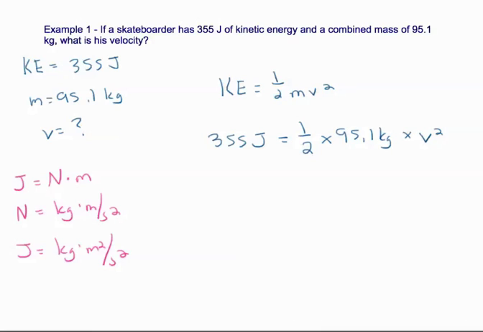So when we do 355 divided by 1/2 times 95.1, we get that V squared is equal to 7.466 meters squared per second squared. Hopefully you see that this is not done, but we have to take the square root. Our units aren't even correct yet. So when we do the square root, and when we round to the correct number of 3 significant figures, we get 2.73 meters per second.